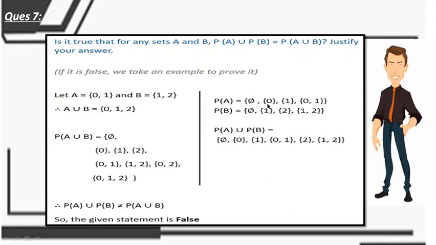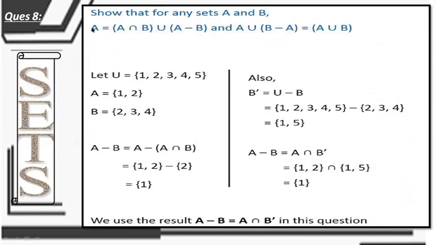Now let's take their union. So the union will be this set. Are these two sets equal? No. So the given statement is false. Question number 8. Show that for any two sets A and B, these two things we have to prove. Let's take the universal set, set A and set B. A minus B means we have to subtract the common elements from set A.